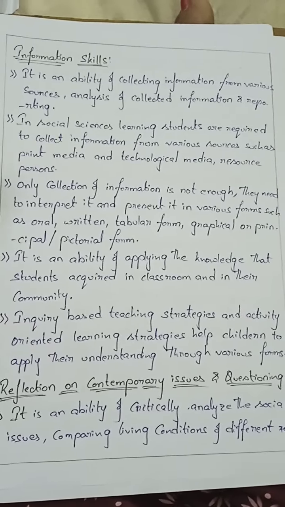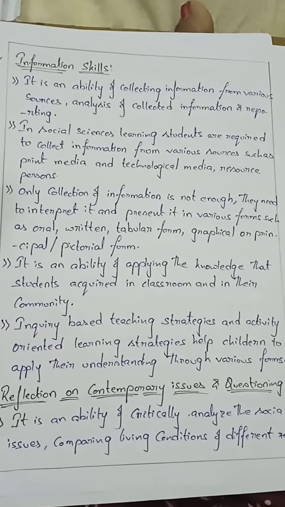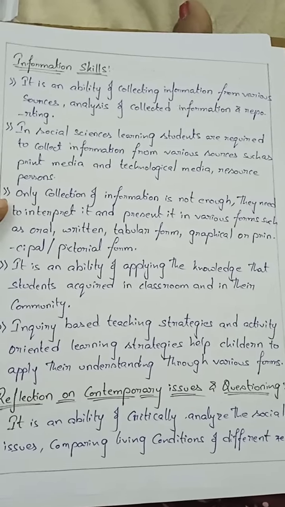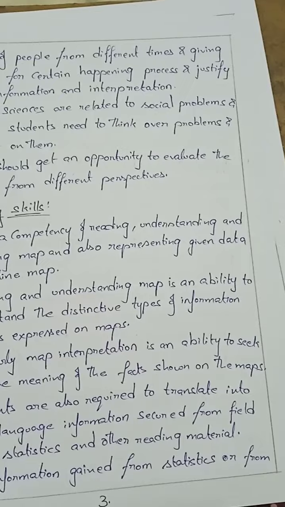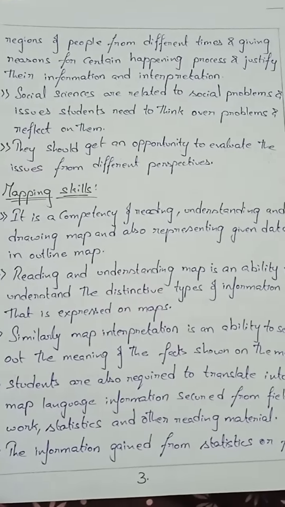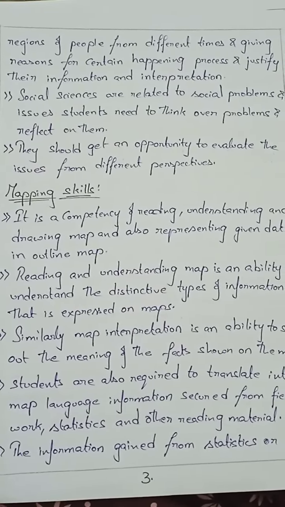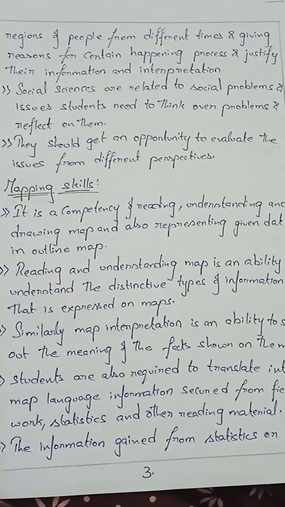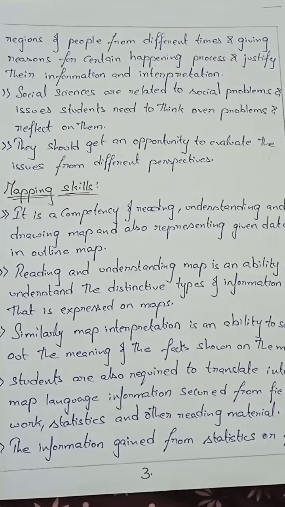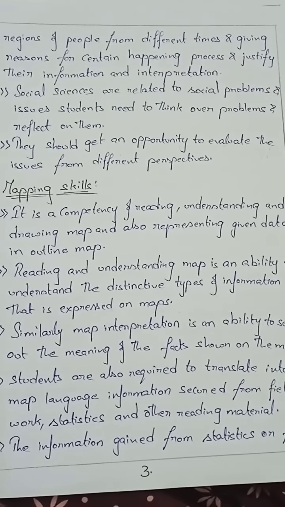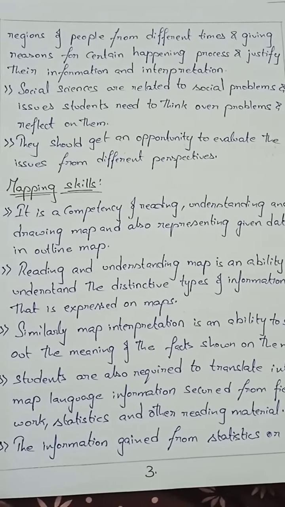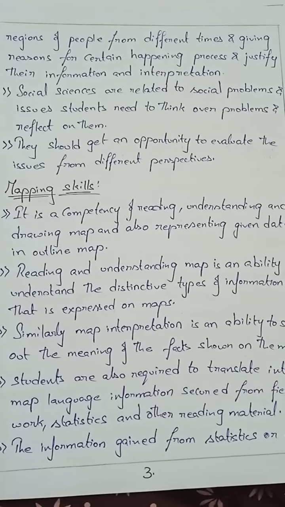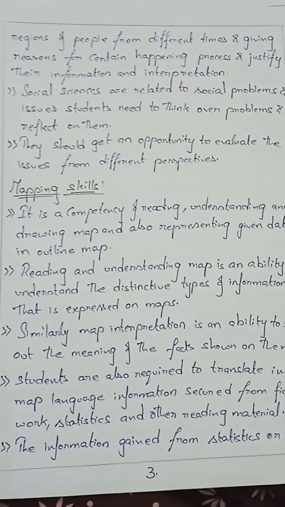Reflect on contemporary issues and questioning. It is an ability to critically analyze social issues, comparing living conditions of people from different regions and different times, giving reasons for certain happening processes, and justifying the information and interpretation. Social sciences are related to social problems and students need to think over problems and reflect on them. They should get an opportunity to evaluate the issues from different perspectives.